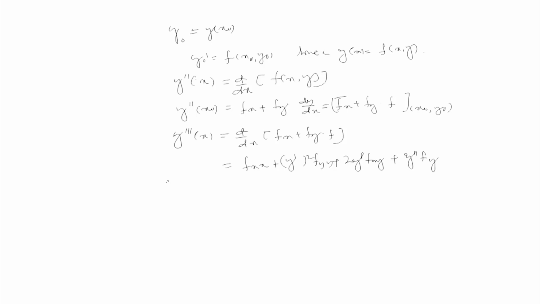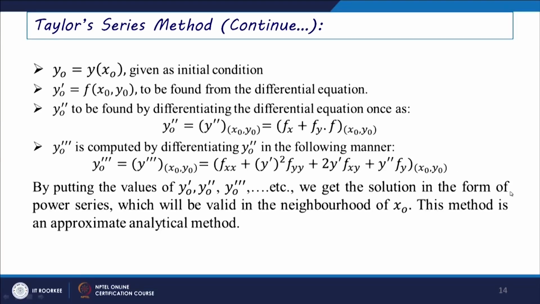And if it is asked to evaluate y triple dash at x naught, we can find fxx plus y dash whole square fyy plus 2y dash fxy plus y double dash fy at x naught, y naught. To find these values, we first use the given conditions, so we can obtain the values at those points, also of the differential equation at that point.